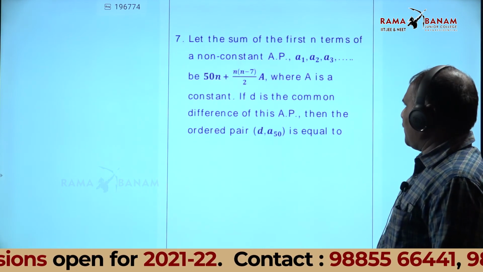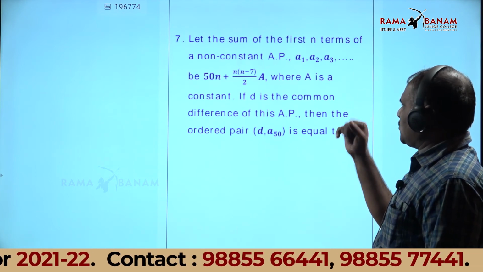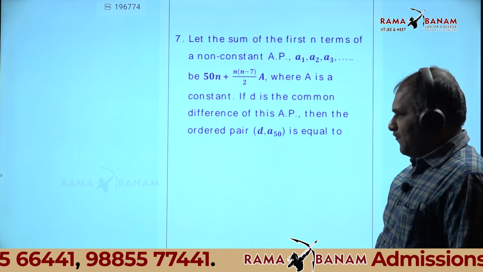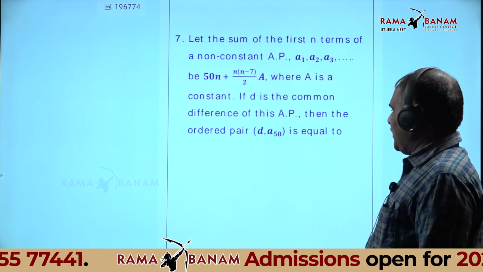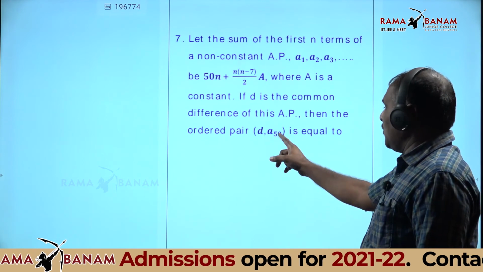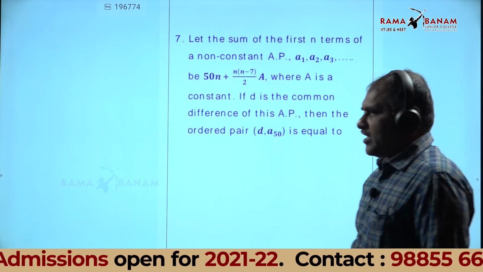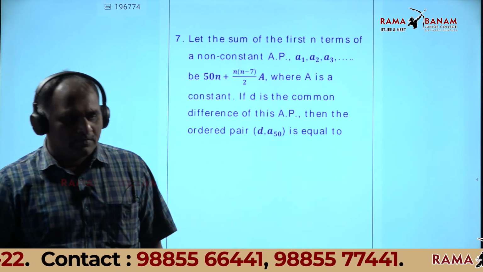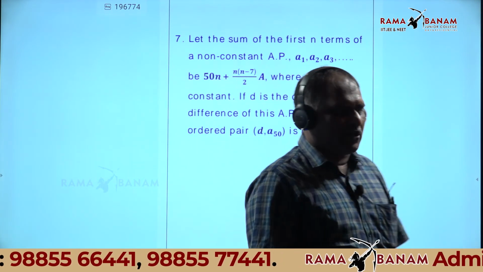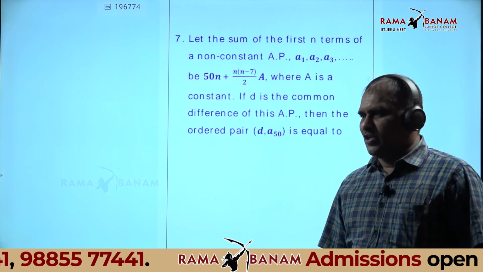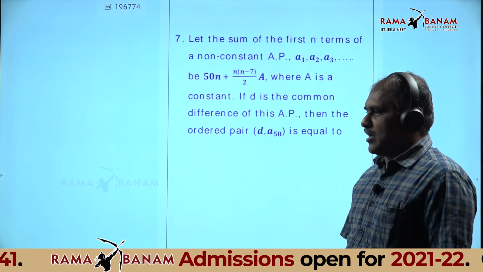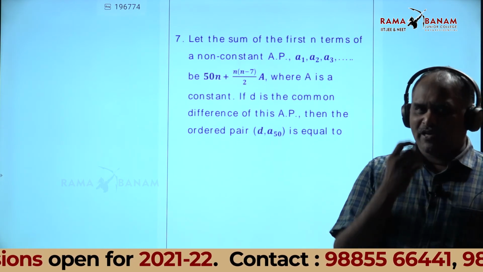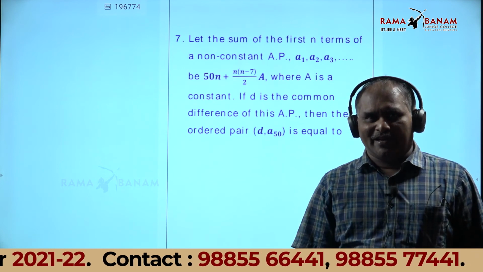Before this is the second one. The sum of first n terms is given as some value. Therefore, find the common difference and the 50th term. What is the formula for the 50th term? a plus 49d. Very good. The answers are in terms of capital A and N.